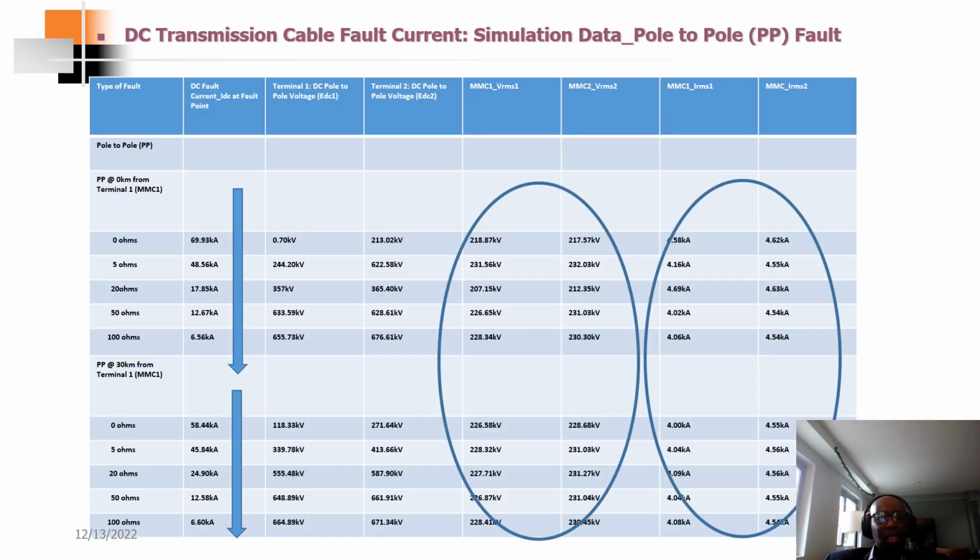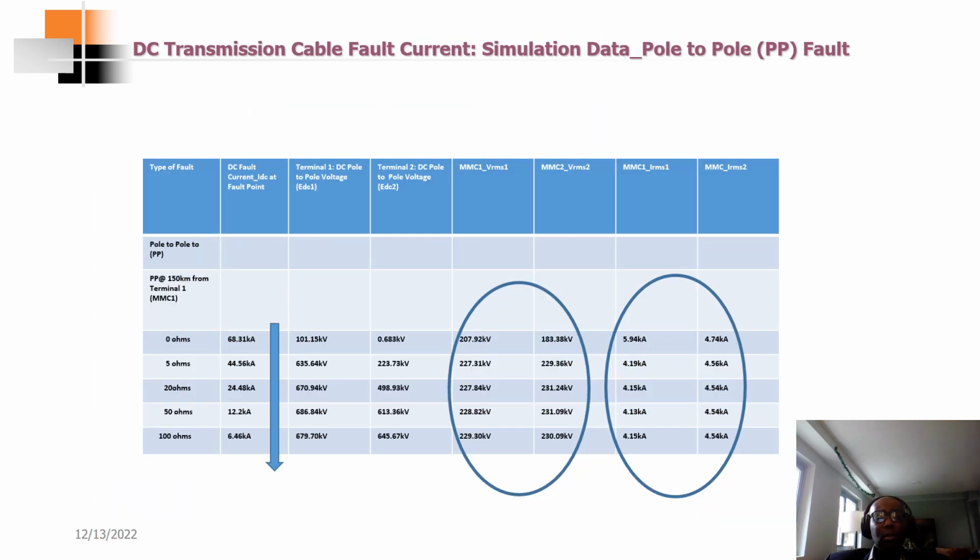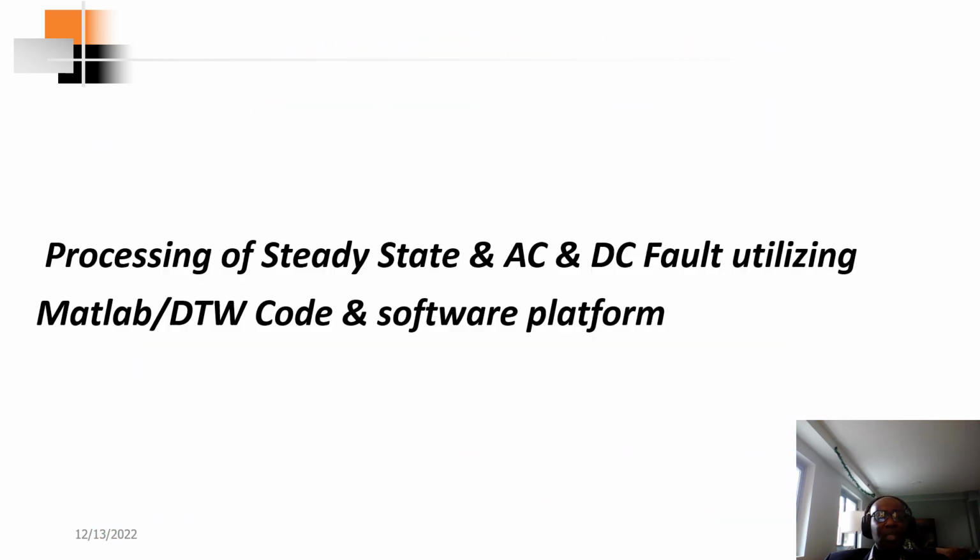Okay, so next, similarly to what I showed you for a pole to ground fault with varying resistances and distances, same thing. This one is for a pole to pole fault, all the way up to 150 kilometers.